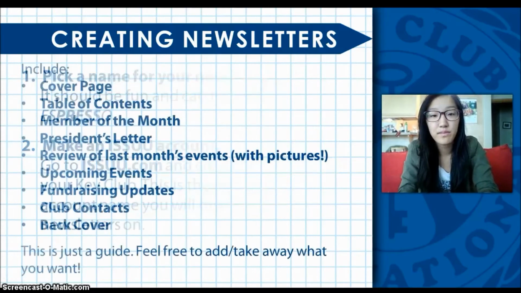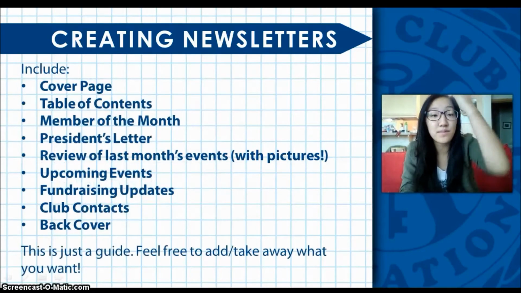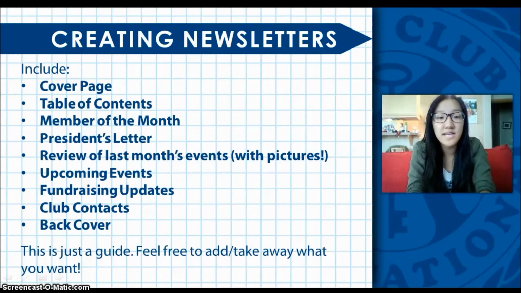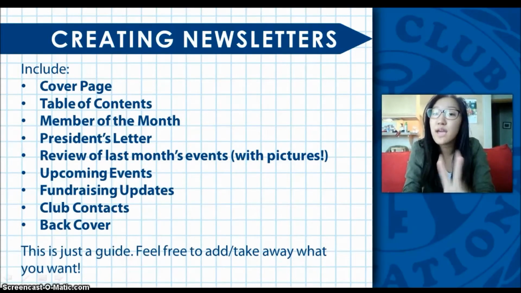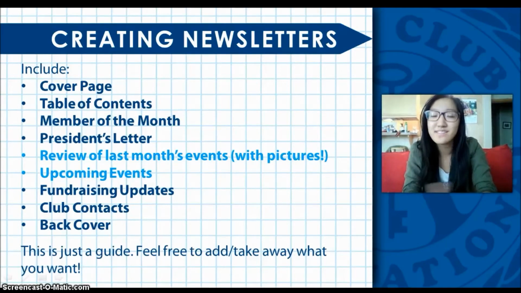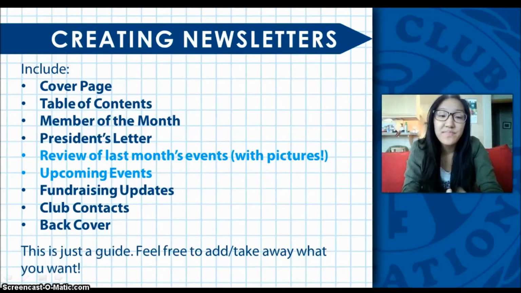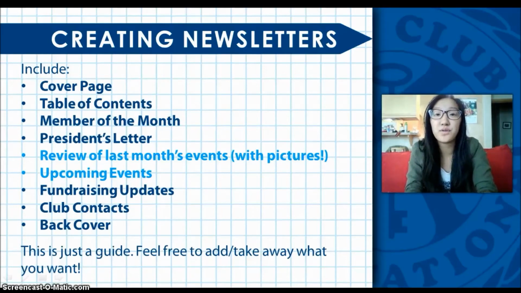So when you're making your newsletter, make sure that you include a cover page, table of contents, and some other information that I have on this list right here. The two things that I really highly encourage you to include are the review of last month's events with pictures and upcoming events information. A review of last month's events would be the recaps, articles, and blurbs about everything that happened, as well as lots of pictures that you've been taking at your events and DCMs. You would compile all of that into a newsletter and put them on a page so everyone can see and read about what happened.